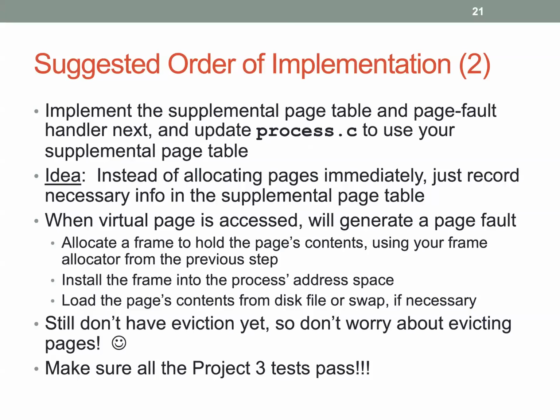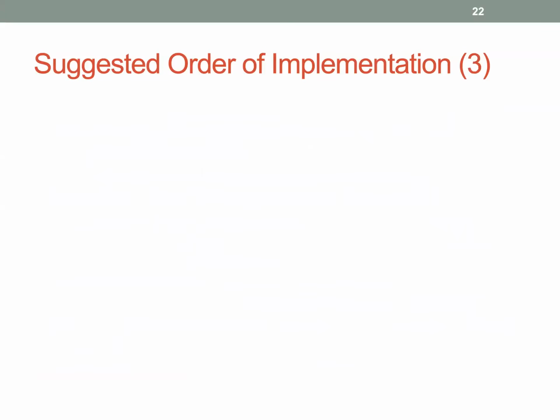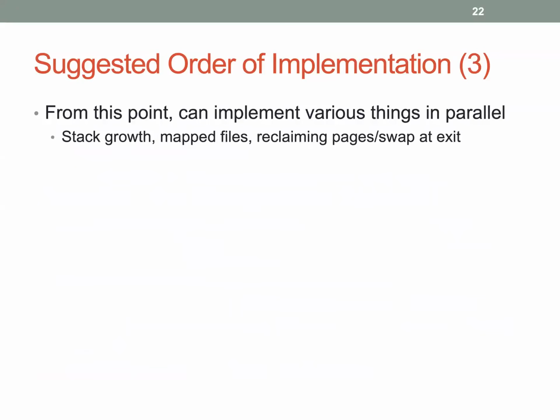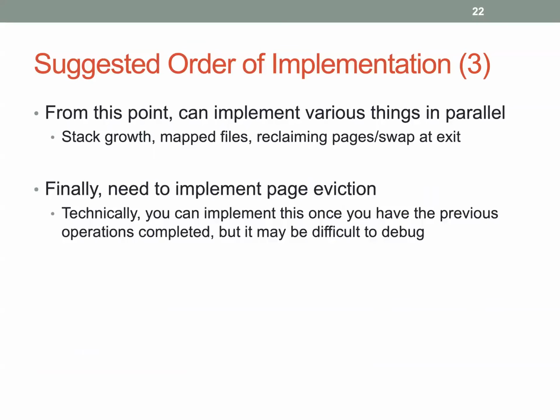No malloc, no shared libraries. Okay. From this point, you can start implementing things in parallel. You can see that those first two steps are kind of crucial to get working in sequence, because it just sort of makes things easier. And then you can branch out and start implementing some stuff in parallel. So stack growth, memory mapped files, reclaiming pages and swap at exit, and so forth.